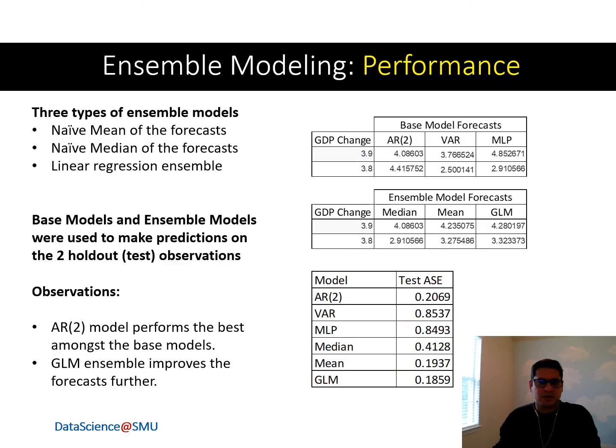Next, we built ensemble models using these base models. We built two naive models using the mean and median of the forecast, and one with a linear regression model that combined all these three models together. We found that from the base models, the AR2 model tended to perform the best, and from the ensemble models, the generalized linear model tended to do the best and actually improved the performance over the AR model slightly.